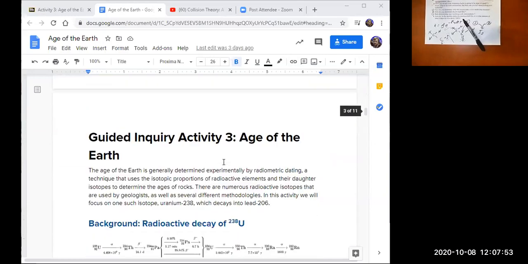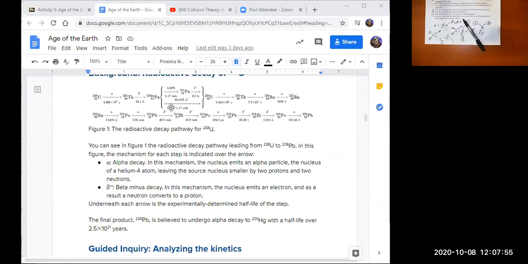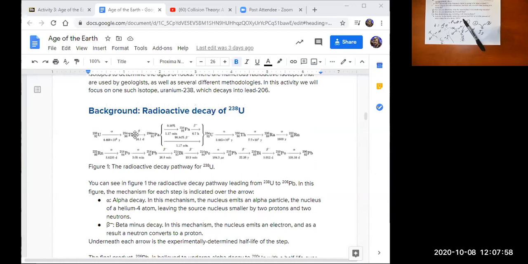Okay, so we have this figure here, and there are numbers which are times under each arrow. The first one's 4.46 times 10 to the 9th years. The next one's 24.1 days. All of those are half-lives. The question that was asked on Piazza was, are they half-lives or are they the time it takes for this to decay 100% away? Let's think about that question for a second.